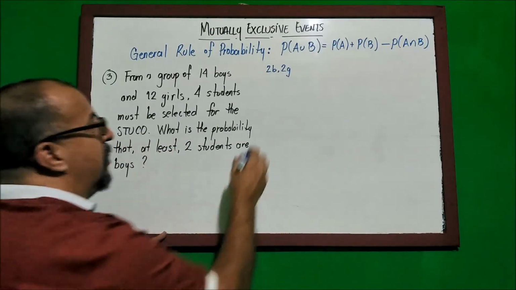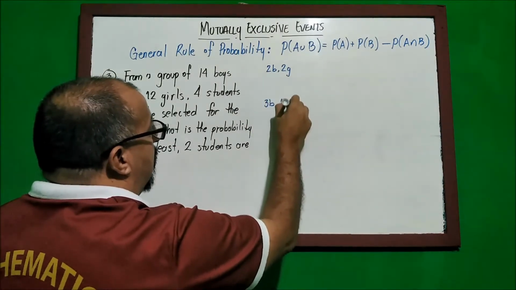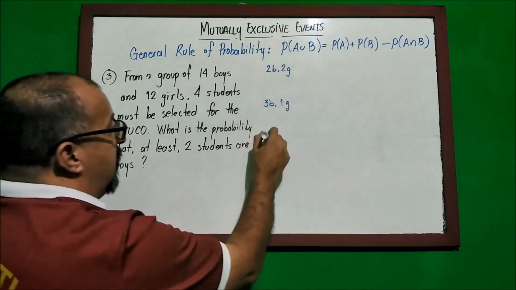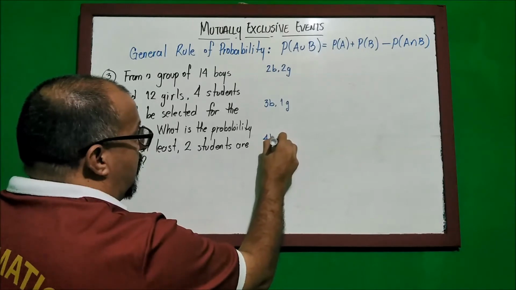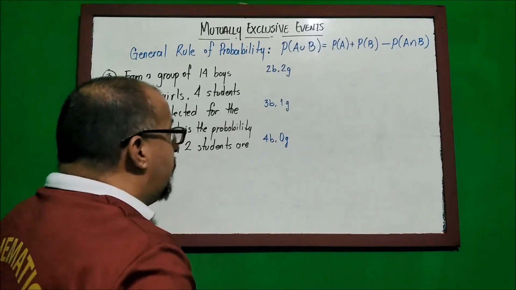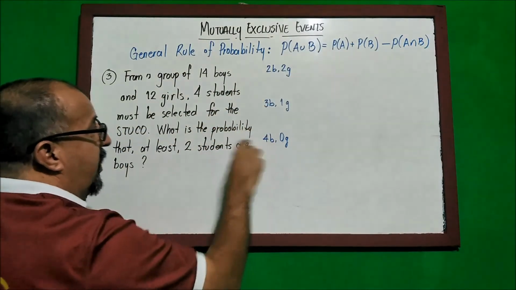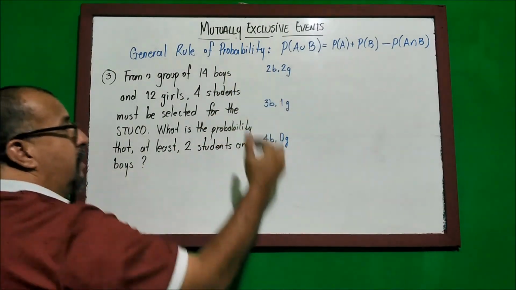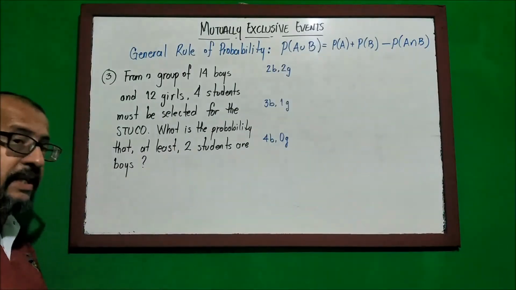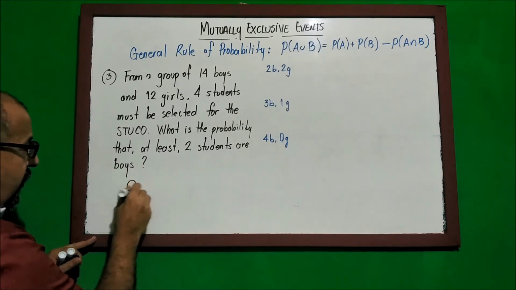Another possible situation can be 3 boys, 1 girl. And a final situation to be considered is 4 boys and no girls chosen. Okay? So, based on those, these are the events that we can have in here, and if you see, they are all independent of each other, so they will be ruled by the concept of mutually exclusive. But first of all, let's define the sample space of this problem.